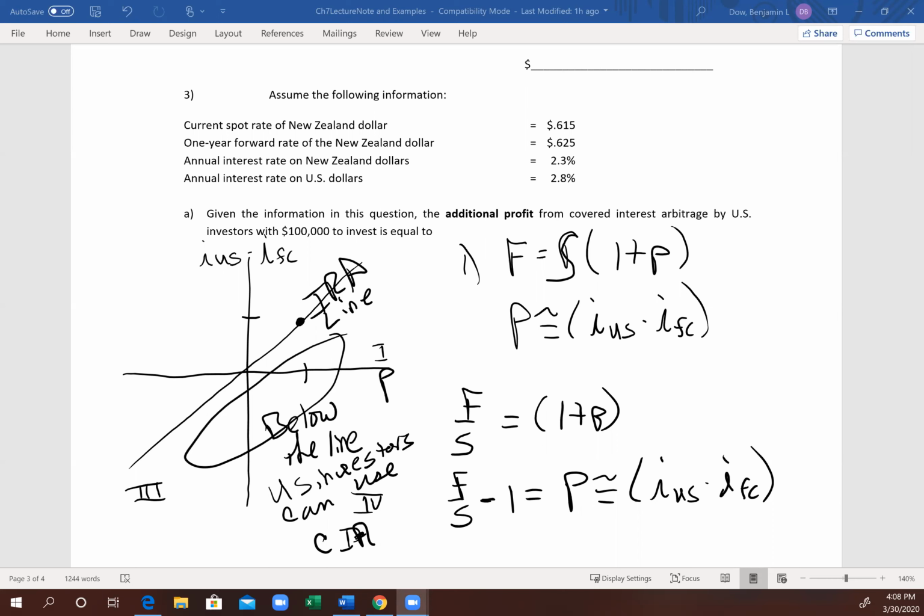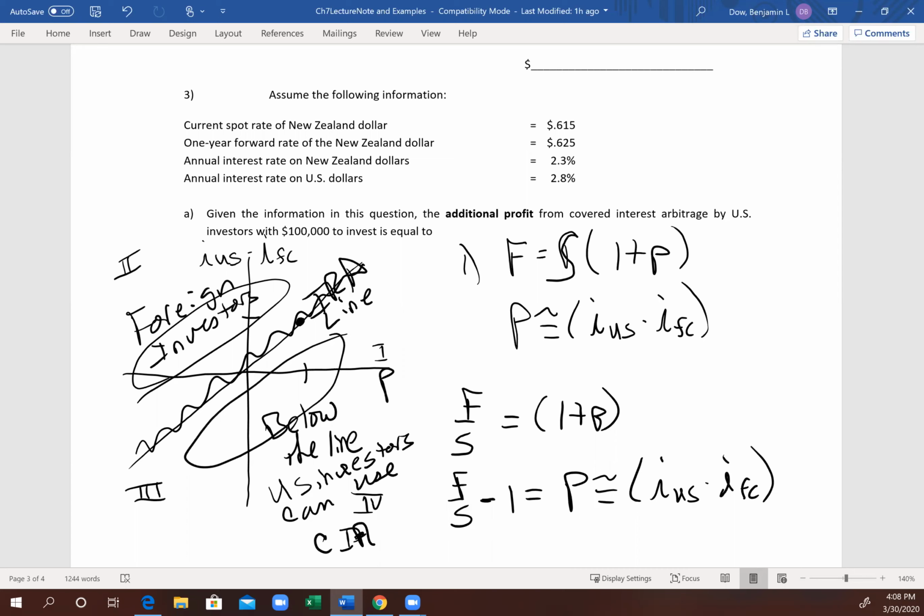All right, so again, below the line is where US investors can use covered interest arbitrage. Above the line, which would be the upper half of 1, all of 2, and the upper half of 3, is where foreign investors can use covered interest arbitrage. So the line doesn't have to be exactly thin. It can be a little bit. So the farther you are from the line, the more profit that you'll make.